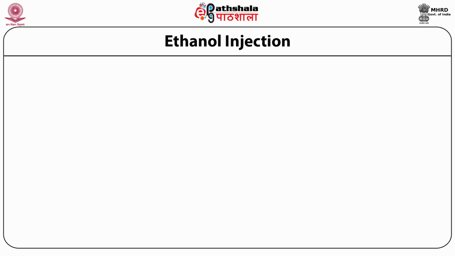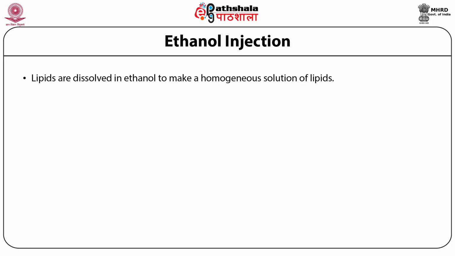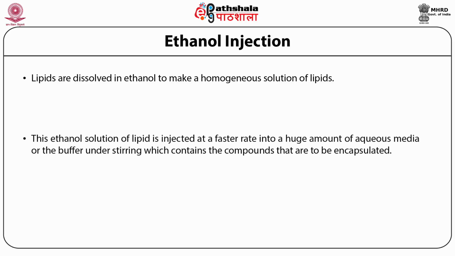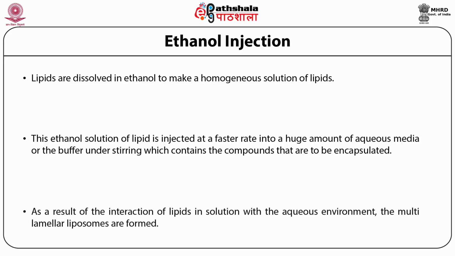Another method for the preparation of liposome is the ethanol injection method. In this method, first lipids are dissolved in ethanol to make a homogeneous solution of lipids. This ethanol solution of lipid is injected at a faster rate into a huge amount of aqueous media or buffer solution under continuous stirring, which contains the compounds that are to be encapsulated. As a result of the interaction of lipids in solution with the aqueous environment, the multilamellar liposomes are formed.